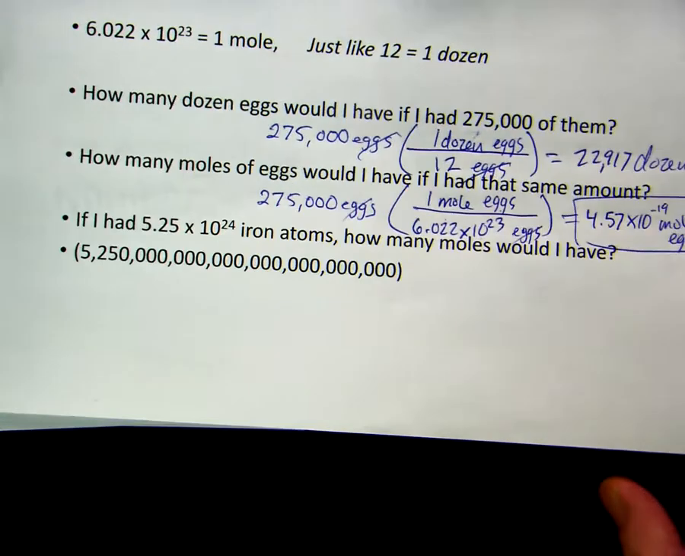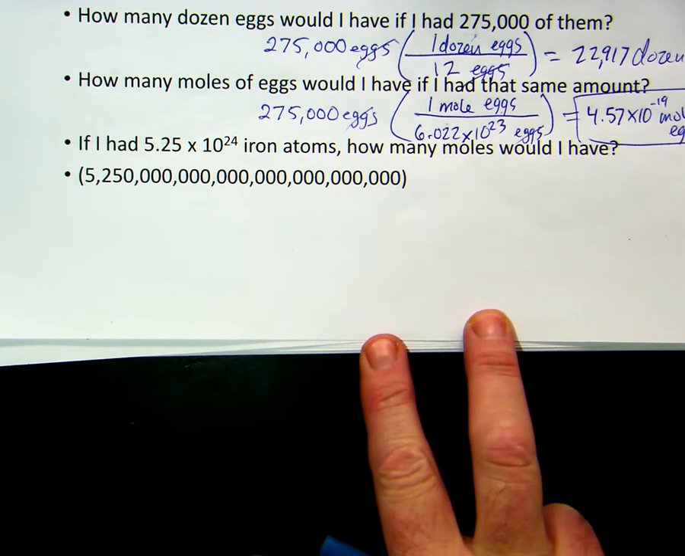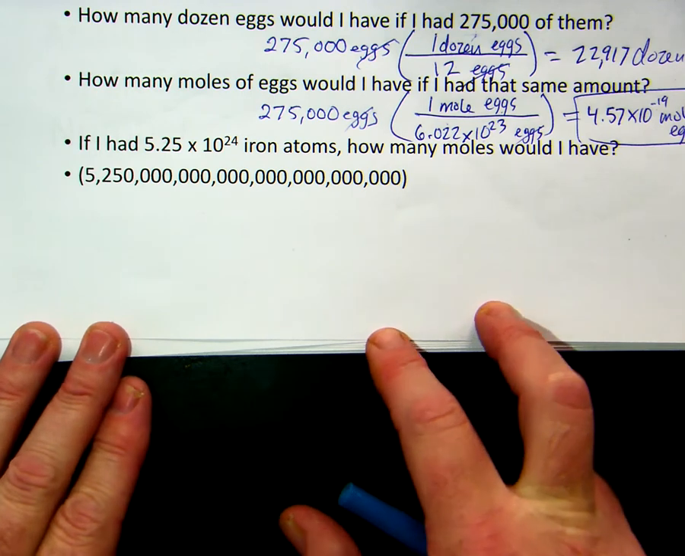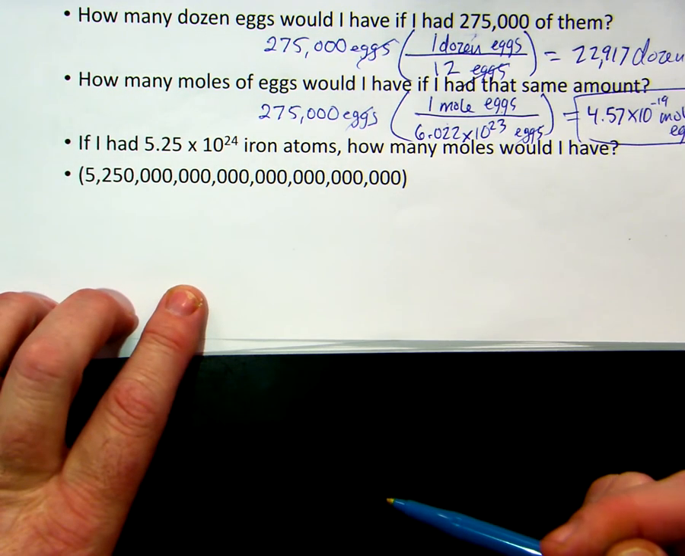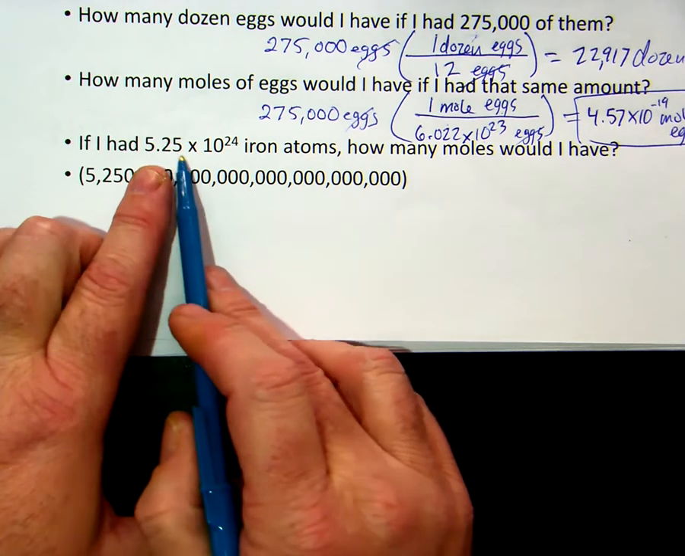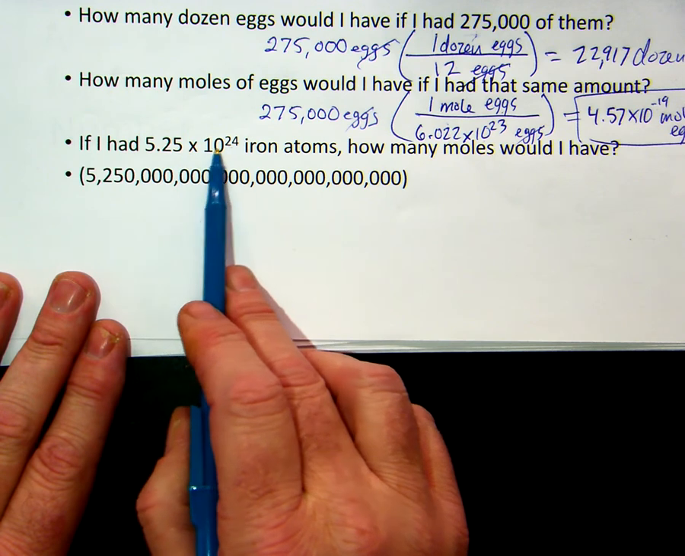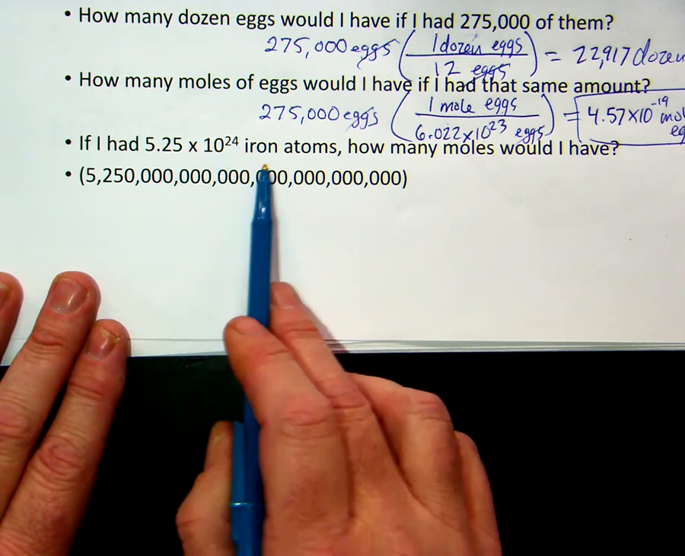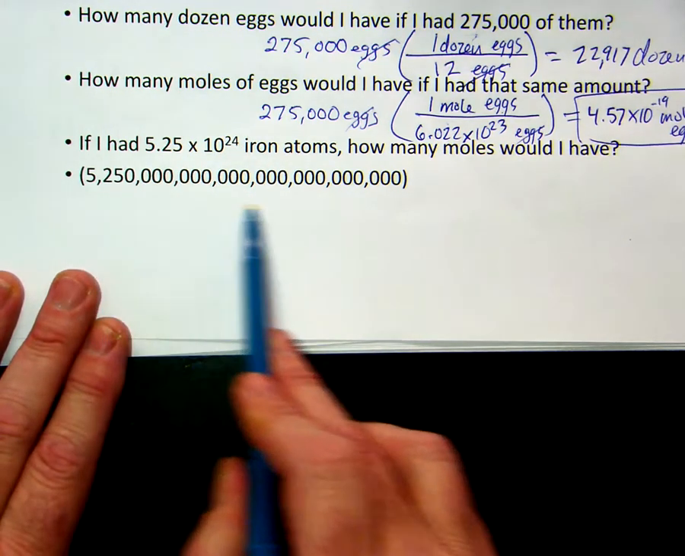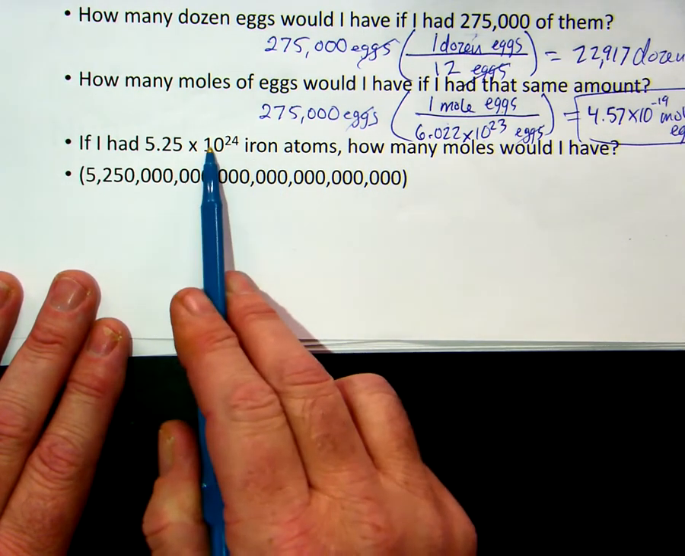But of course, we don't talk about eggs in chemistry. You might in biology, but you won't have moles of eggs. You just have eggs. But we talk about things like iron atoms in chemistry. Now, when we talk about atoms, you're going to see why we need such a big number like Avogadro's number for moles. Because in this example, we have 5.25 times 10 to the 24th power of iron atoms. And if we wrote that out, that's what it would look like.